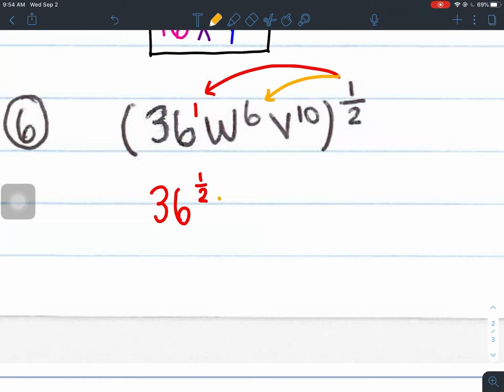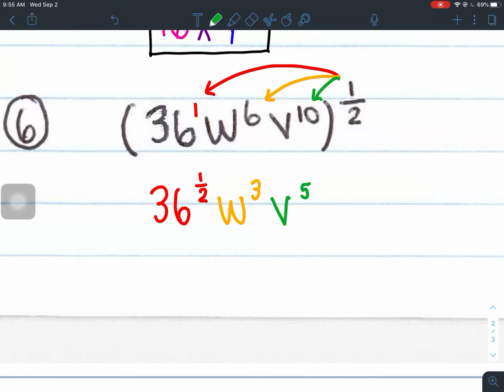Okay, now you're going to multiply these exponents. So you have w. 6 times 1/2 is 3. Make sure you know how to use that calculator. Make sure you know how to type in those fractions. 6 times 1/2 is 3. Then I have 10 times 1/2. So v to the 10 times 1/2. 10 times 1/2 is 5. Now I would be done.